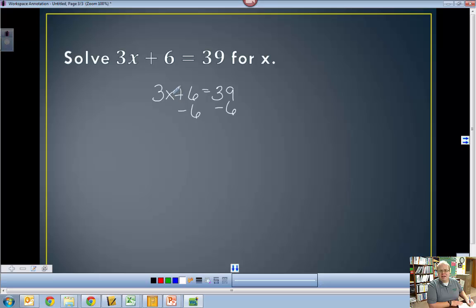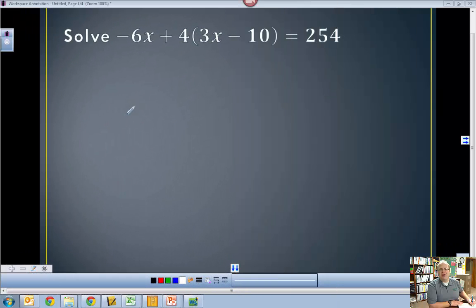6 plus a negative 6 is 0. Okay, so I have 3x equals 36. I want to get x by itself, so I have to divide by my coefficient. So I'm going to divide by 3. When I do that, I get x equals 12.